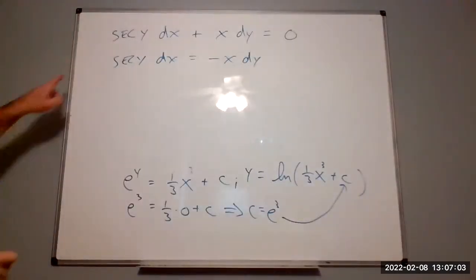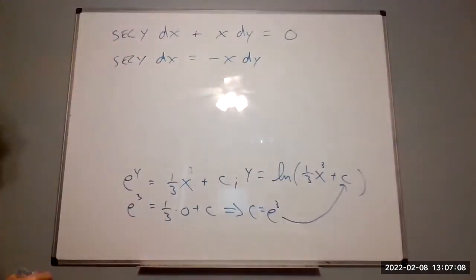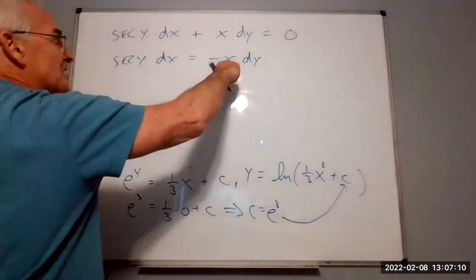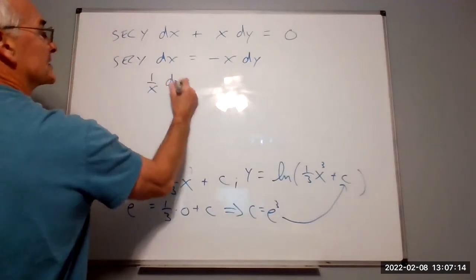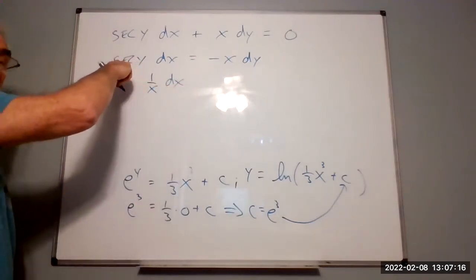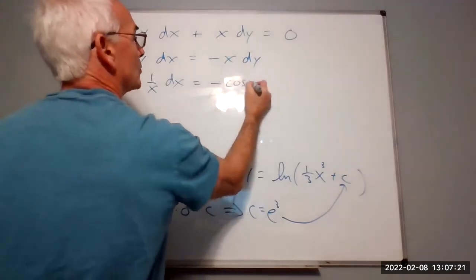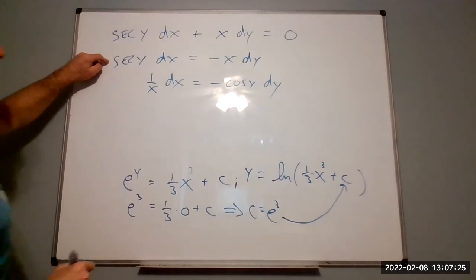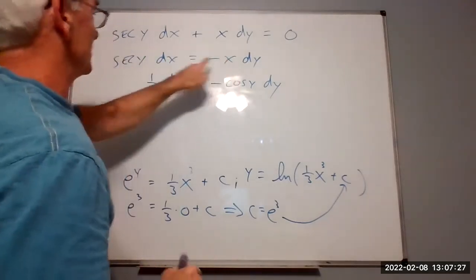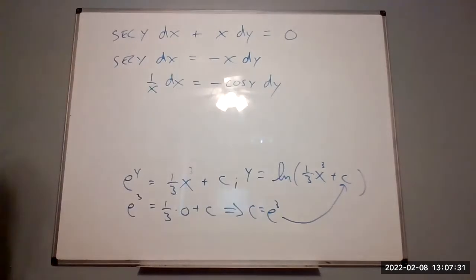Now I'm going to multiply both sides by the reciprocal of secant and by the reciprocal of x. If I multiply both sides by the reciprocal of x, then I'm going to have 1 over x dx. And the reciprocal of secant, of course, is cosine. So on the right side, I'm going to have negative cos y dy. So again, I multiplied both sides by the reciprocal of secant and both sides by the reciprocal of x. Aha, now I have something that's not going to be difficult at all to integrate.